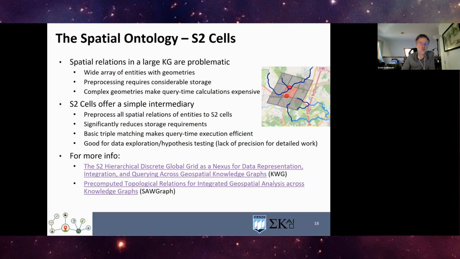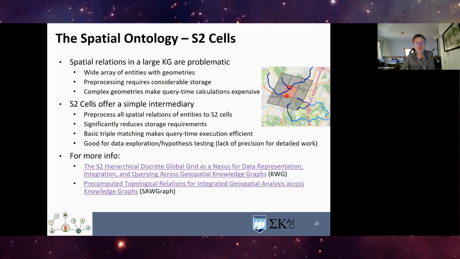We use them for tracing. We use them for intersections. You can use them in a variety of different ways depending on the types of geometries that you are working with. This reduces storage requirements. It makes query time execution very efficient because now instead of trying to deal with complex spatial calculations, we're just doing triple matching. We do lose some precision as a result of this because we're not doing things exactly.